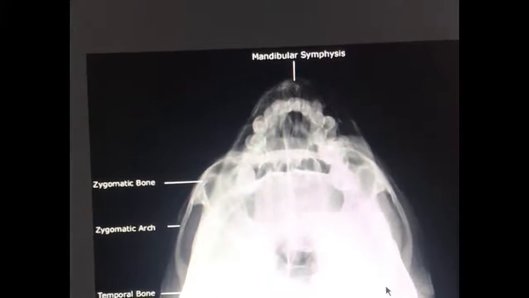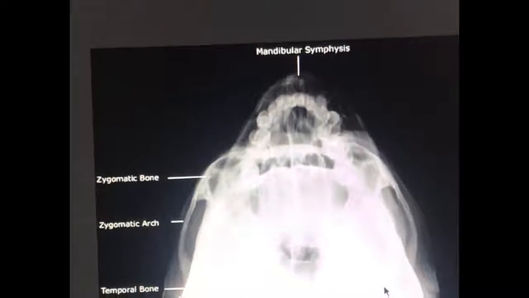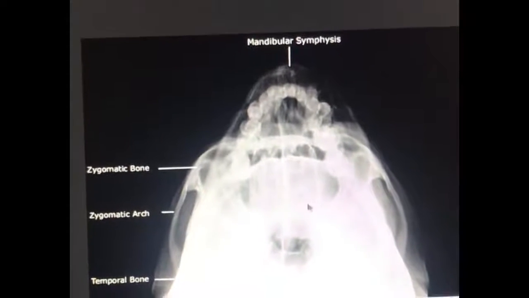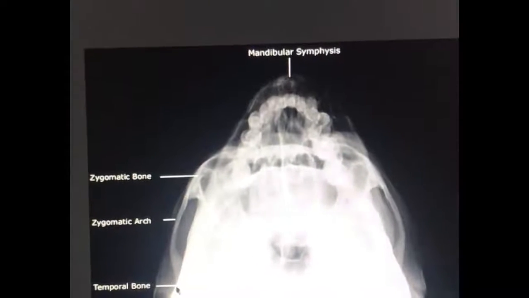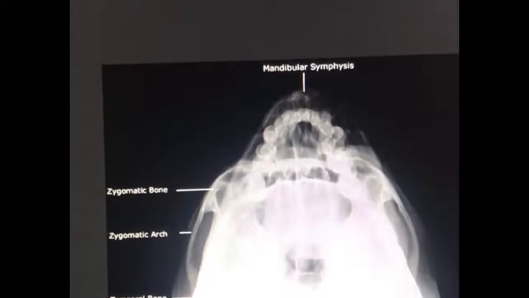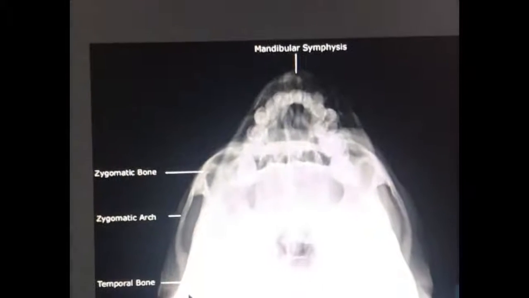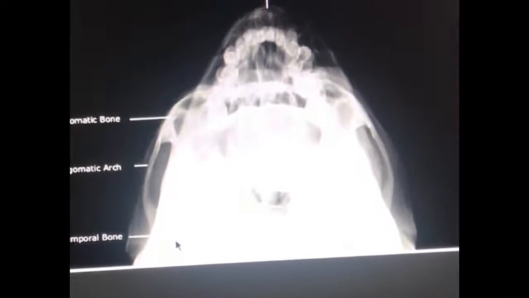Your area of interest that needs to be included is the zygomatic arches laterally from the mandibular ramus. So from this area going all the way down. Remember to collimate to your area of interest, and your medical legal requirements are as mentioned previously.